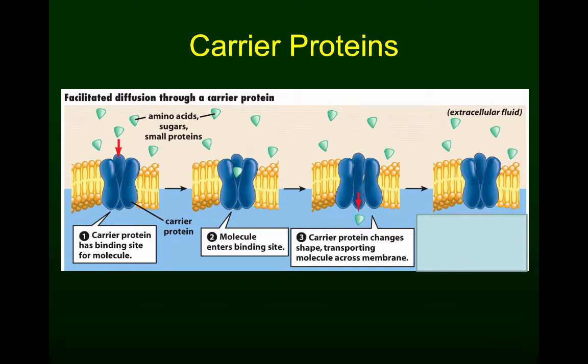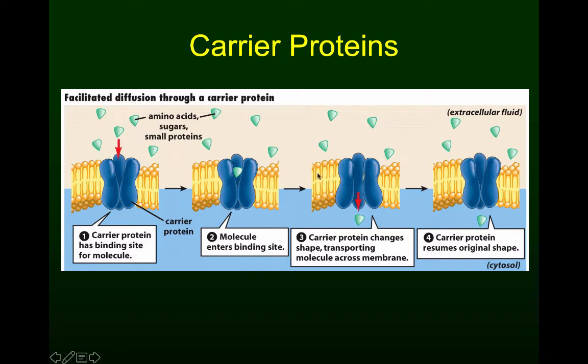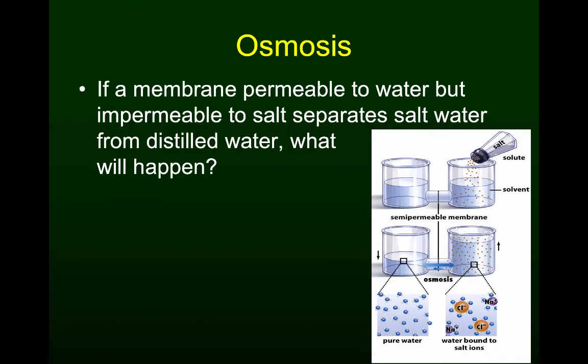This is another good example. This slide shows basically the same thing. Particles binding to a protein changing shape, particle being dropped off inside the cell, protein going back and taking on its original configuration or shape. Now, our last type of passive transport is called osmosis. And this is the one that sometimes is a little bit confusing to people, but it really shouldn't be.